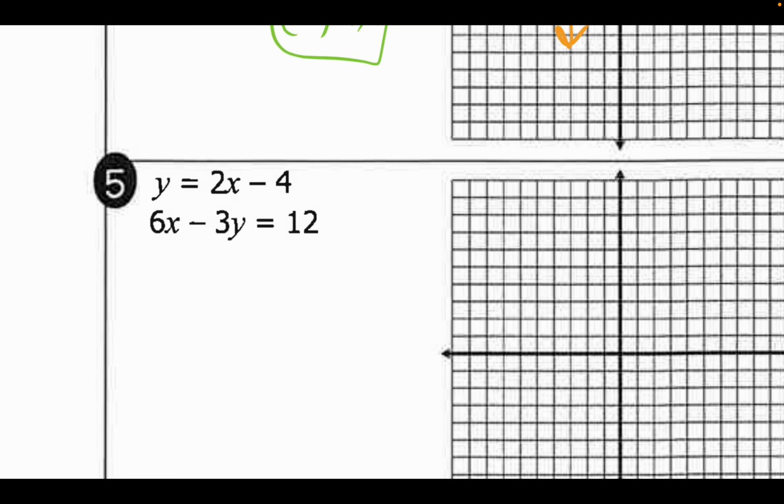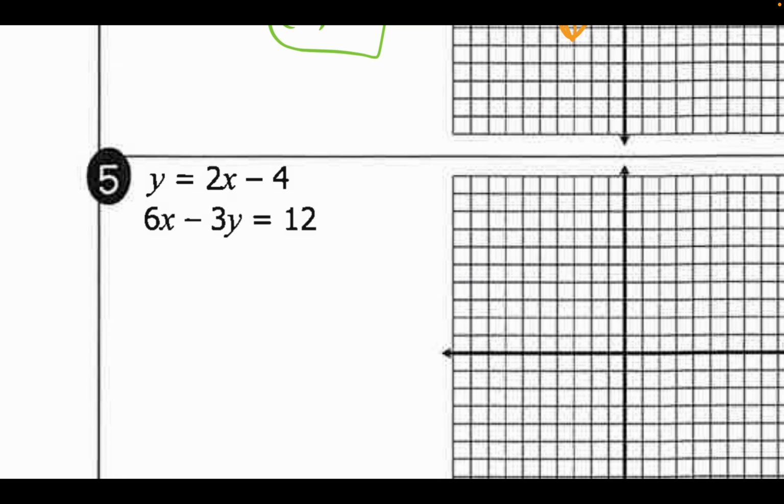On to number 5, the top equation is already solved for, which has a slope of 2/1 and a y-intercept of 4, which I'll go ahead and graph.